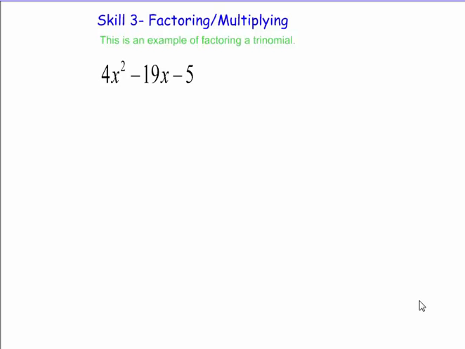This is the first example of skill 3, factoring and multiplying. We're going to factor this trinomial, and the first step of factoring is always to take out the greatest common factor. You're going to look at the three terms, and you're going to think, is there anything that divides in evenly into those? 4, 19, 5, nope, nothing other than 1. The first term has an x squared, this has an x, the last term doesn't. So there's nothing that we can factor out right away.